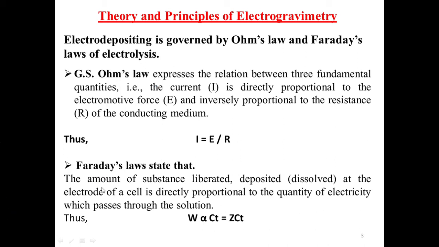The next principle is Faraday's first law. Faraday's first law states that the amount of substance liberated or deposited at the electrode of a cell is directly proportional to the quantity of electricity which passes through the solution. That is, W is directly proportional to Ct. Remove the proportionality and put Z as a proportionality constant. Then the equation becomes W is equal to ZCt.